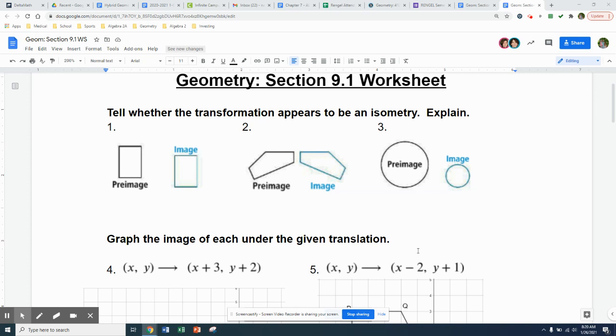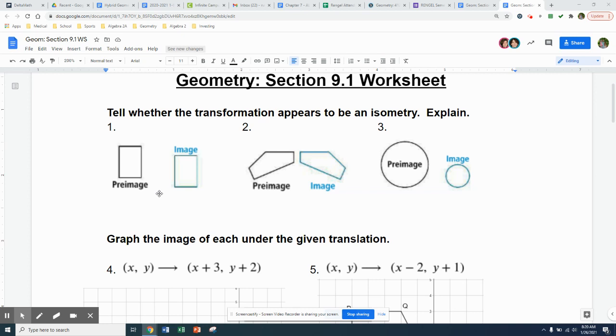And the changes we're looking at are slides. That's what section 9.1 is about. We're looking at flips, which are those reflections. And then we are looking at enlargements and reductions. We'll do that later on. And let's see, slides, flips, and rotations. So in section 3, we will look at rotation, so turning a shape.